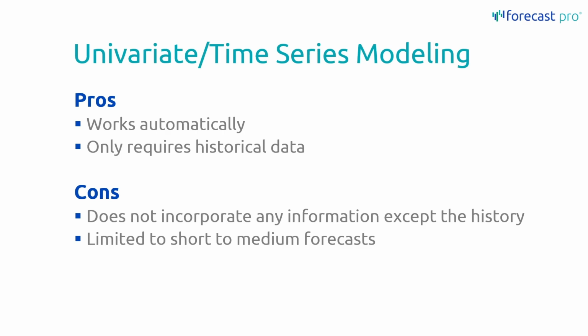The other big downside is that univariate models are really designed for short to medium range forecasts, 1 to 2 years out, because it doesn't see changes coming. It is simply using your historical patterns to generate a forecast going forward. And so if you want to do a longer term forecast, you would need this kind of information about where your business is going, and univariate is not meant for that.